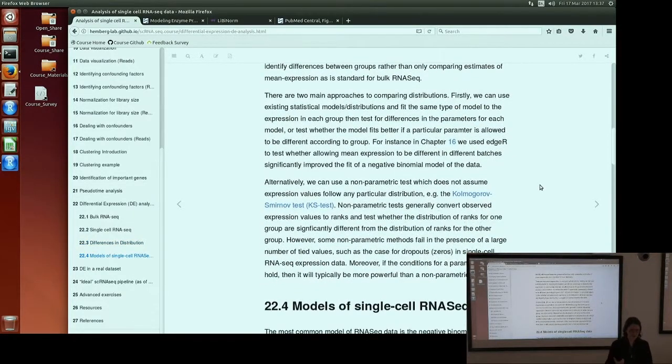So there are two main approaches for comparing distributions. Either you can use some sort of non-parametric test where your test is independent of what that distribution is, and you're just testing whether there is some sort of difference between those distributions, but it's not necessarily going to tell you what exactly that difference is. Or you can use a statistical model of the distribution, fit that model to the distribution you see in each group, and then test for differences in the specific parameters of that model across the different groups.